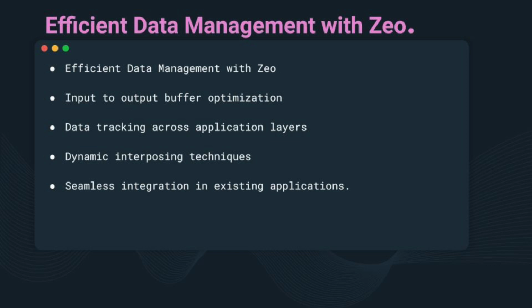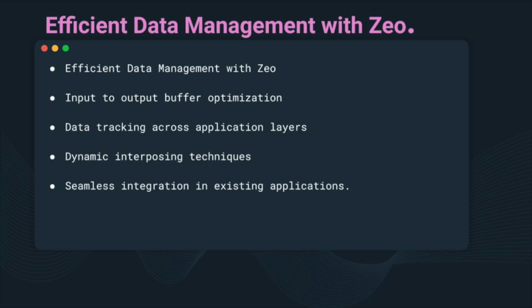Now, for interposing on I/O and copy APIs, they use dynamic loading. So ZIO dynamically interposes on I/O operations like read, write, and receive, and memory operations like memcpy and memmove. This allows ZIO to manage and optimize data copying without requiring changes to the application code.